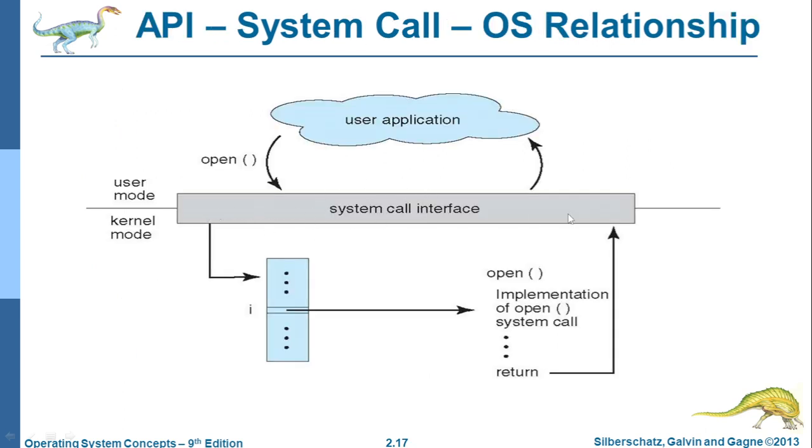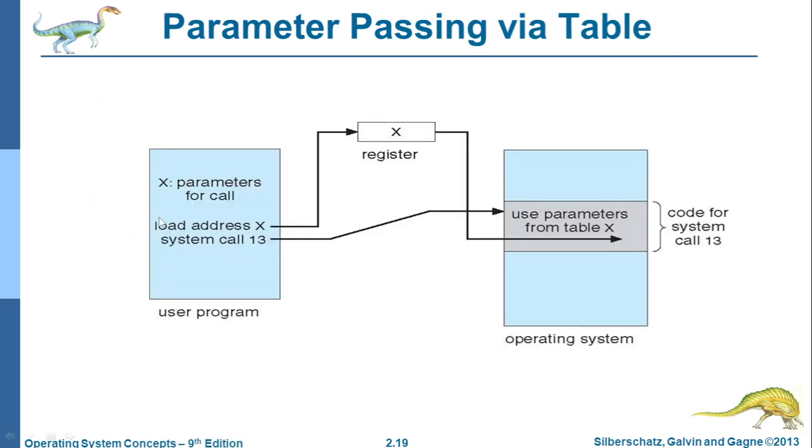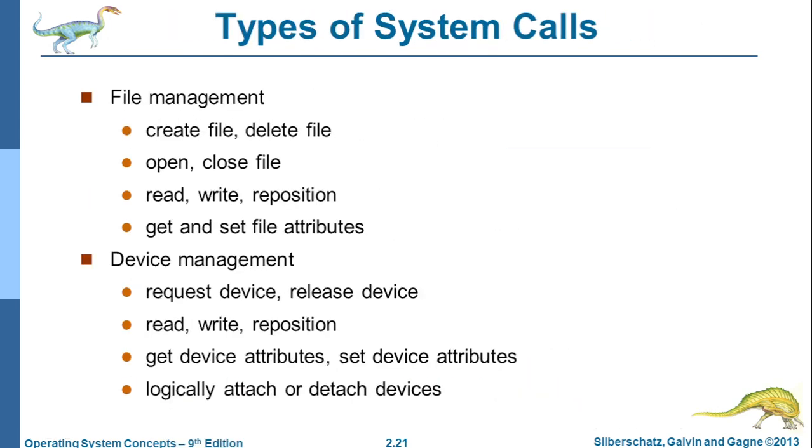This is the system call interface, user application. So what do the system calls do here? If we say user application open, there are two types of mode. One is the less privileged mode, which is user mode. Another is kernel mode, which is the more privileged mode, right? Okay.